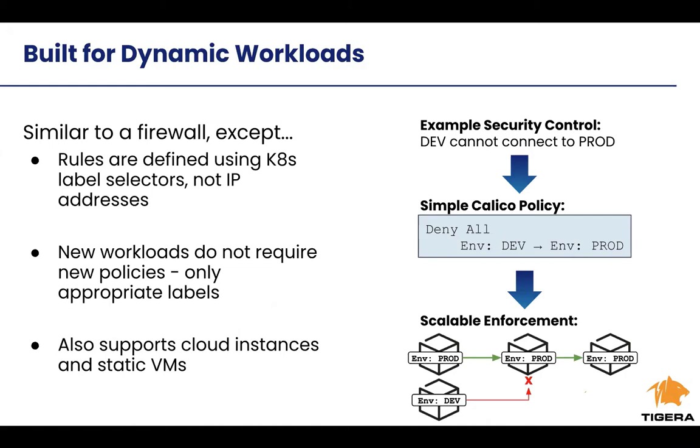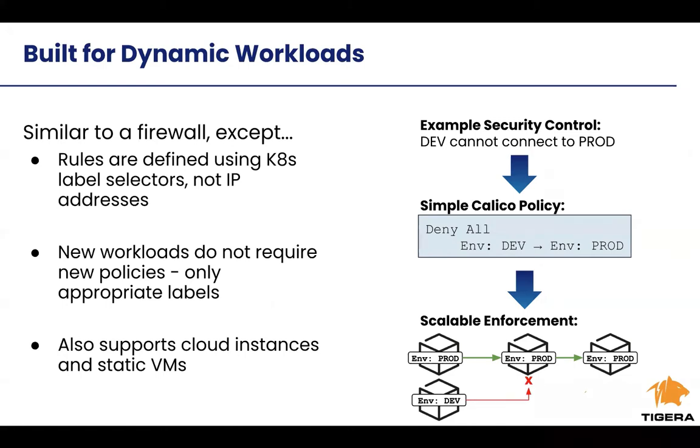If you're not familiar with Calico, it's very similar to a firewall, except that instead of using IP addresses, we're using Kubernetes label selectors to target specific sets of nodes and to apply policy. As new workloads come and go, new VMs come up and go, only the appropriate labels have to be applied to these workloads to ensure that the same policy will be applied. And this supports cloud instances, static VMs, or even bare metal nodes inside of your on-prem environments.